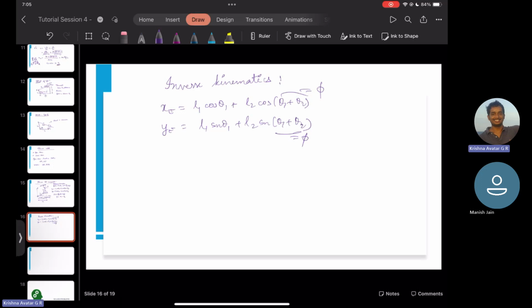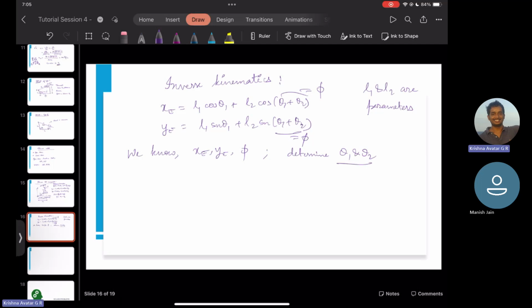And in this case, in inverse kinematics, we know xe, ye, and also phi. So this we know. What we need to determine is theta 1 and theta 2. And of course, we already know L1 and L2. L1 and L2 are given parameters. They are fixed structurally. So we have to determine theta 1 and theta 2.